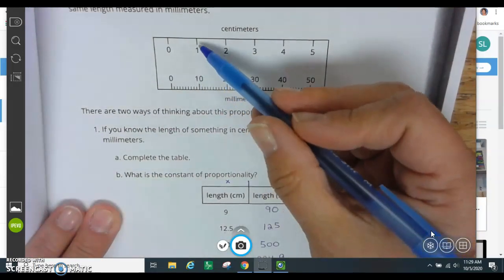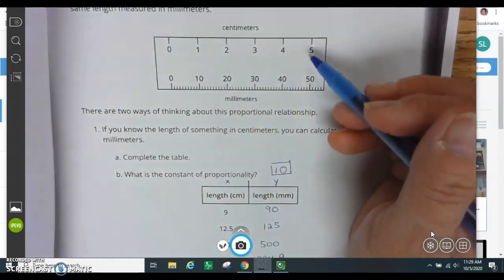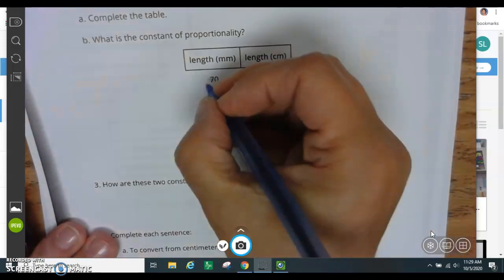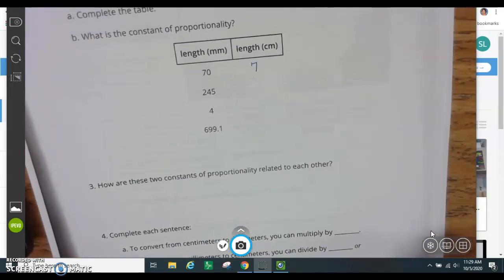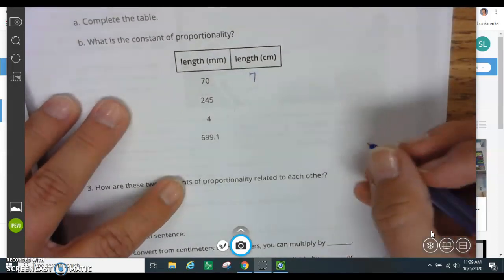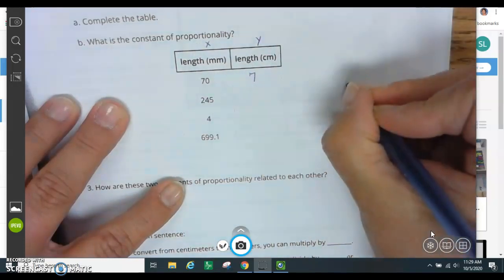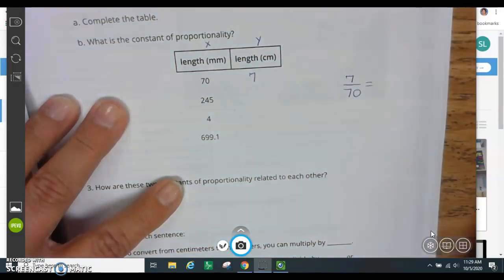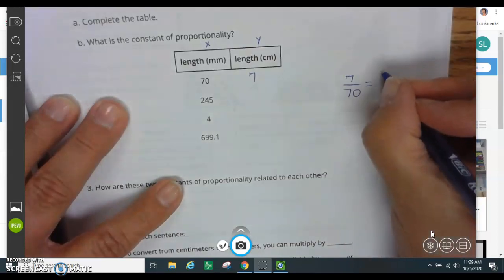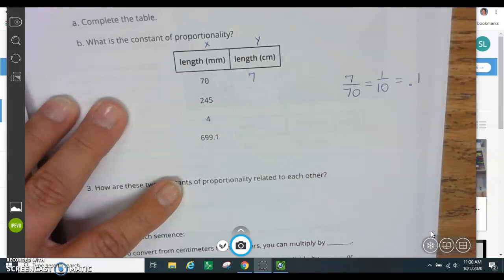10 millimeters is 1 centimeter. 20 is 2. 50 is 5. So 70 would be 7 centimeters. Now let's look for that constant of proportionality. This is your y, this is your x. I'm going to take 7 and divide it by 70. That gives me 1/10, or 0.1. That's another way to write it.